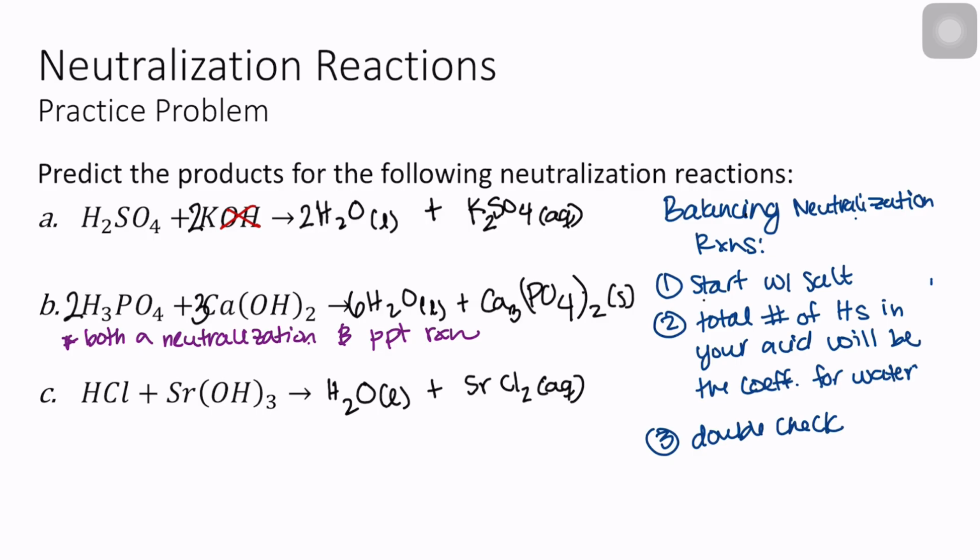I'm going to balance this by starting with my salt, put a 2 in front of HCl, and the number of hydrogens in my acid now are 2. And I have 2 already in my water, so I need to put a coefficient of 2 in front of my water.